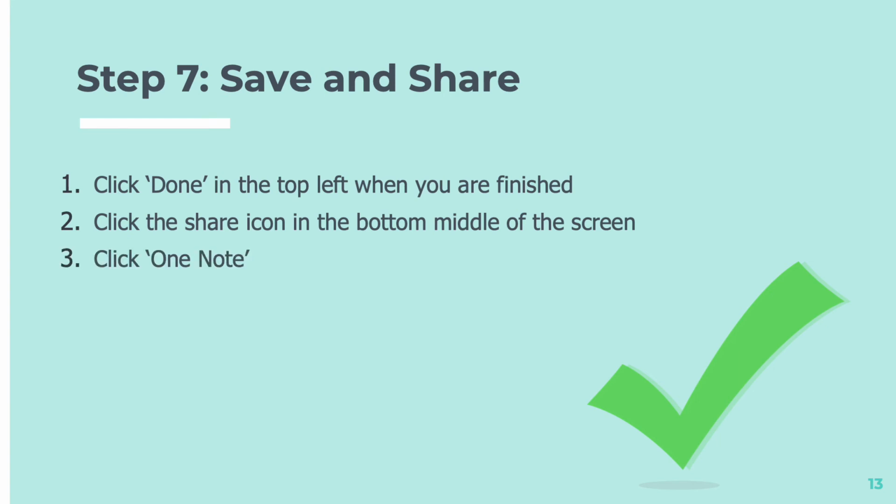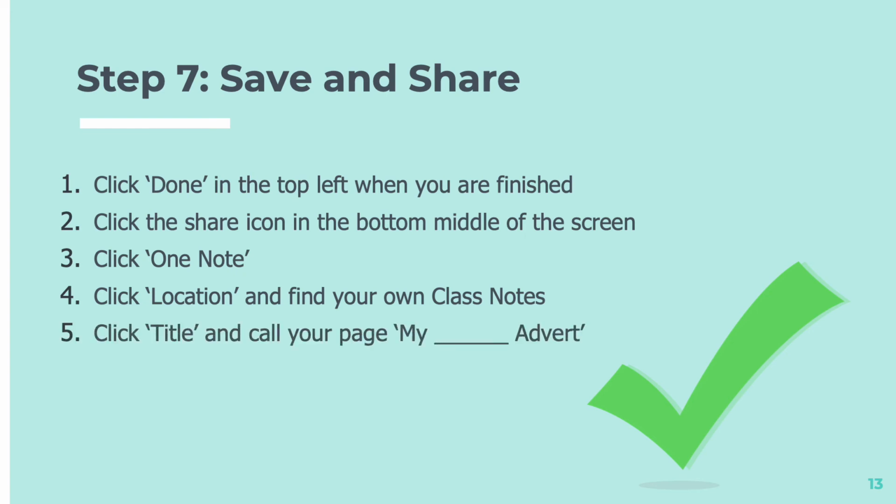Click on OneNote. Click where it says location and then you should find your own name and your own class notes of your English OneNote. Click where it says title and then type in my whatever it is advert. So if it was on cakes, you would say my cake advert. And press send in the top right hand corner. And to check that it works, you can then come off of iMovie, you can go onto your OneNote and look for it, and you should be able to click on your advert and press preview and it should play through OneNote.